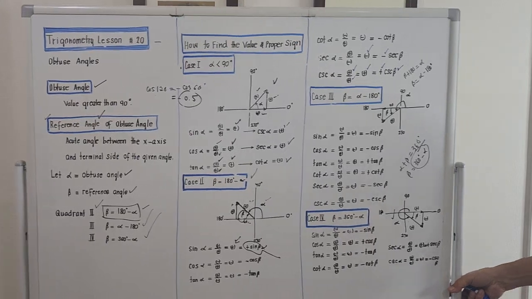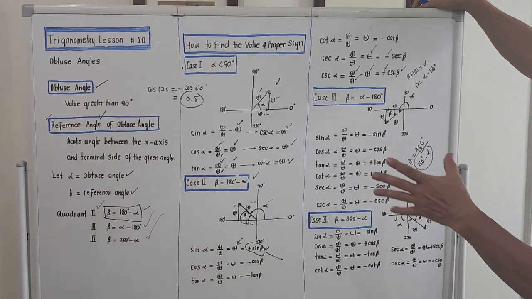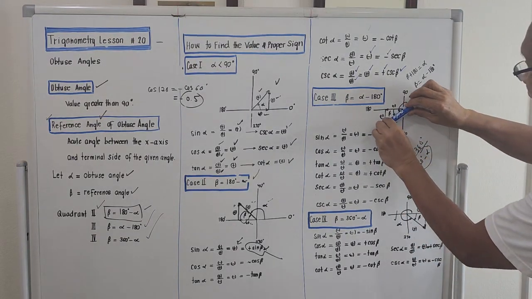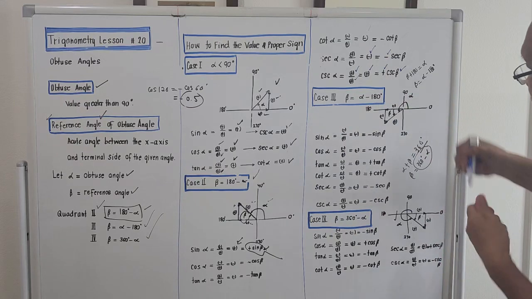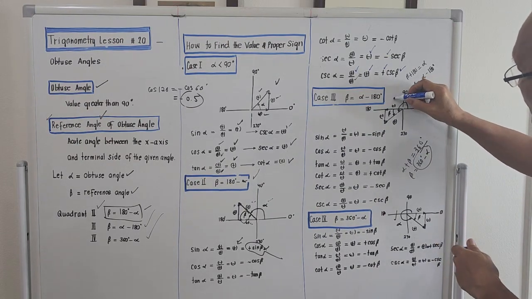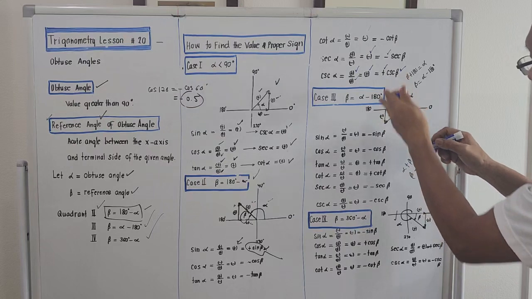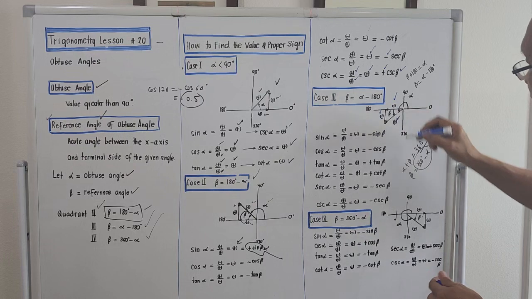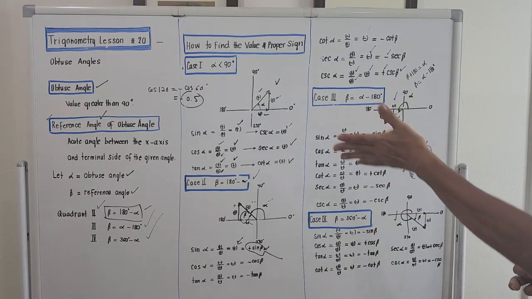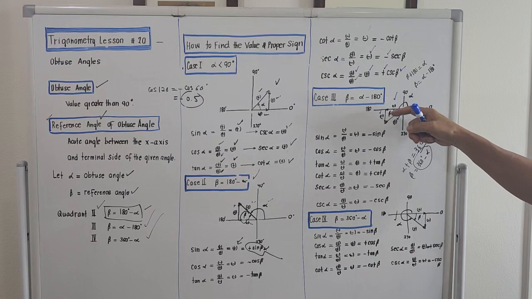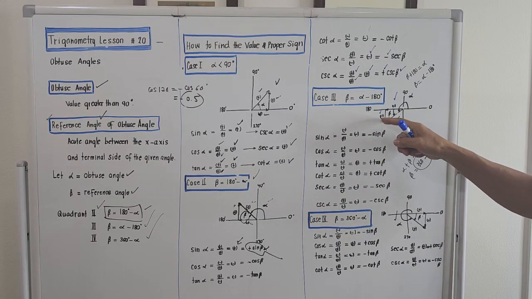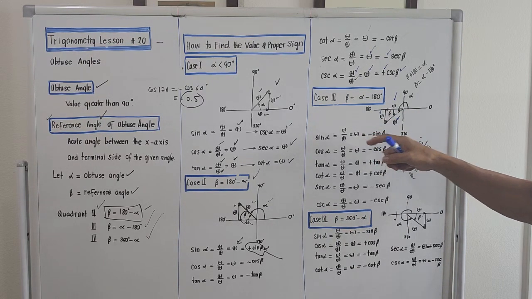For case number 3, if the angle falls under quadrant number 3, okay, this is now the angle. The horizontal side is minus, it goes to the left, and the vertical side is downward, it's minus. Of course, the hypotenuse will be plus. So the same, sine will be opposite over hypotenuse, considering this angle alpha here, will be minus over a plus. So this is a minus.